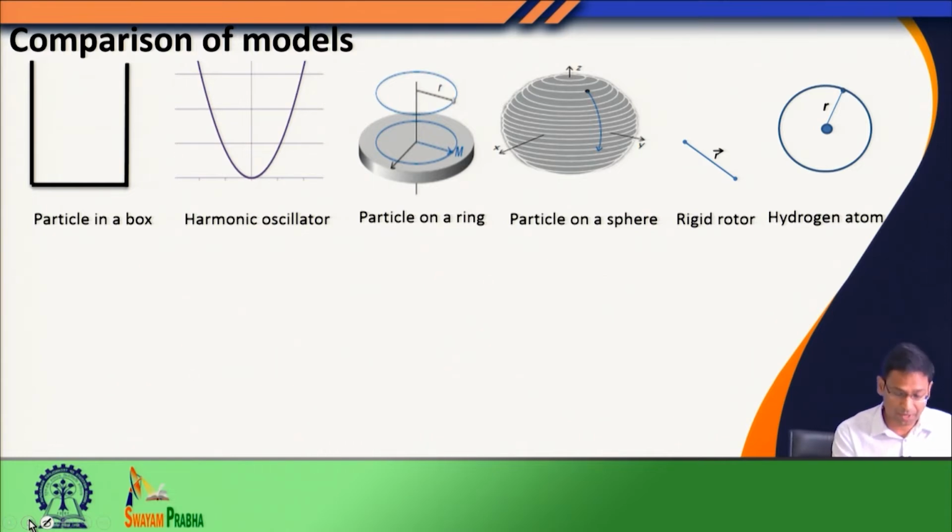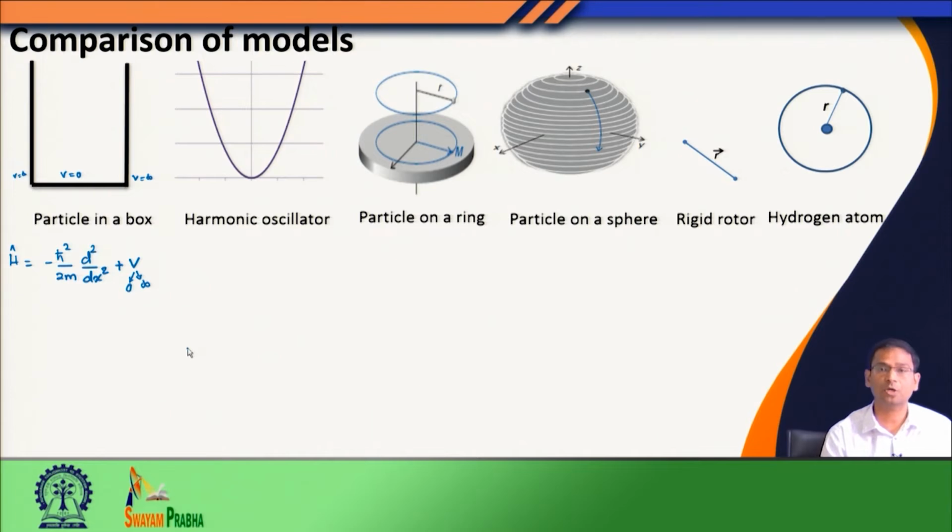For example, when I have a particle in a box, the Hamiltonian, since I have a single particle, shows some kinetic energy, and I write this kinetic energy in the usual kinetic energy operator form plus the potential energy. But we kept the potential energy 0 within the box and infinite outside the box. So, this potential energy is either 0 or infinite, depending on whether the particle is within the box or out of the box.